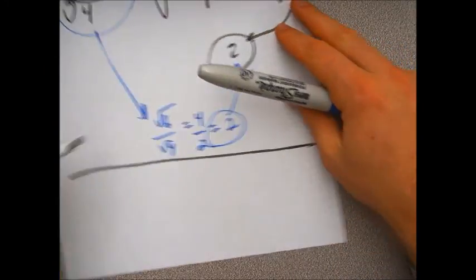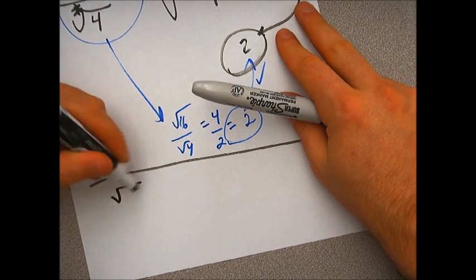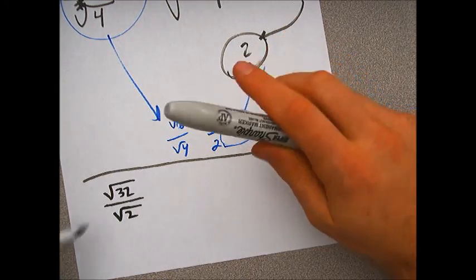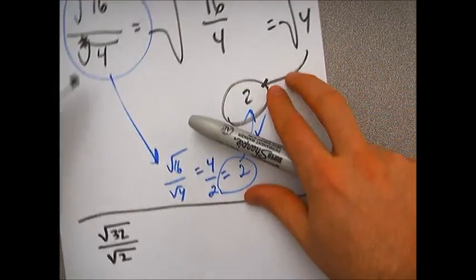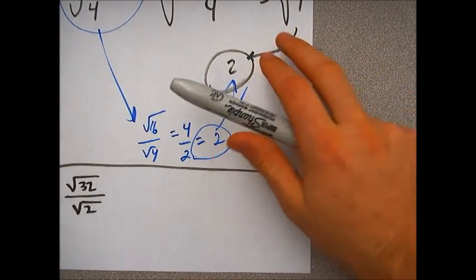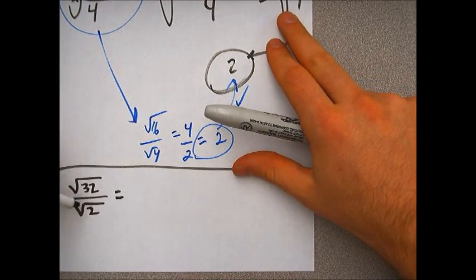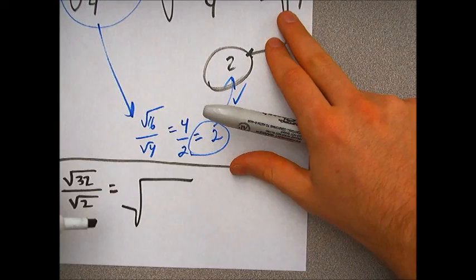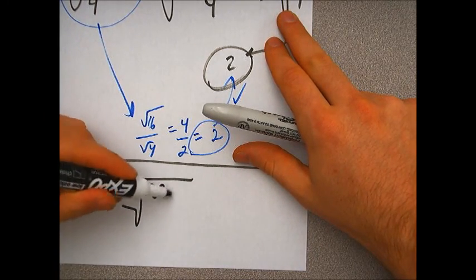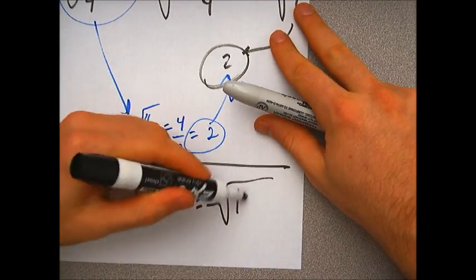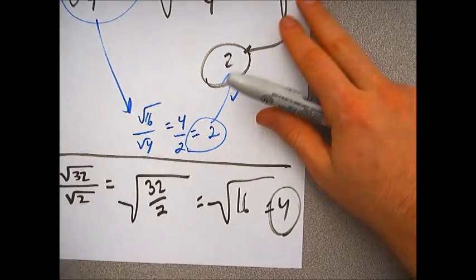Example, let's say we made the square root of 32 divided by the square root of 2. And these ones we can't take the perfect square just like we did up here, but I see that we're dividing. I see we have the same index number, so I can combine these under one root and then say this is 32 over 2, and 32 over 2 is 16, and the square root of 16 is 4.